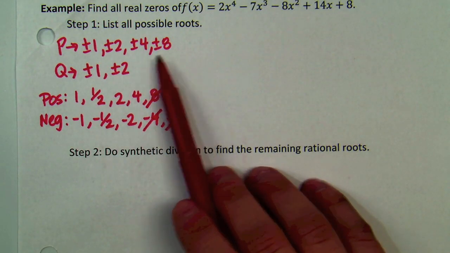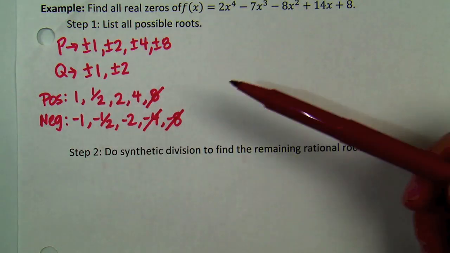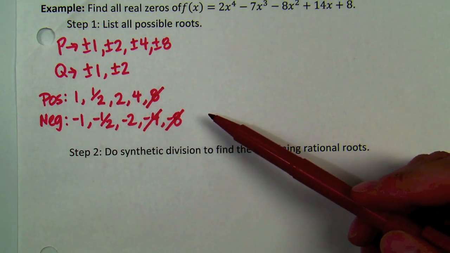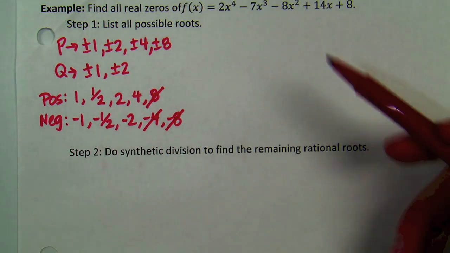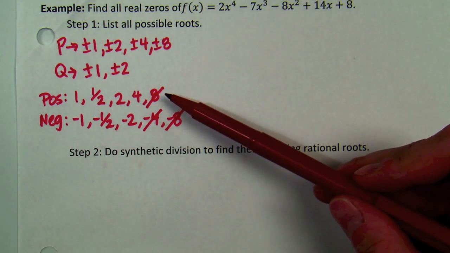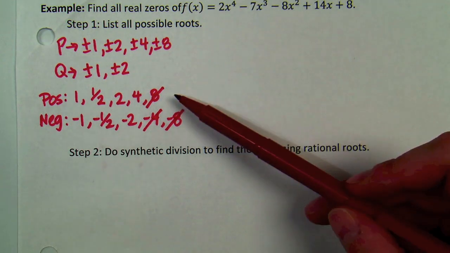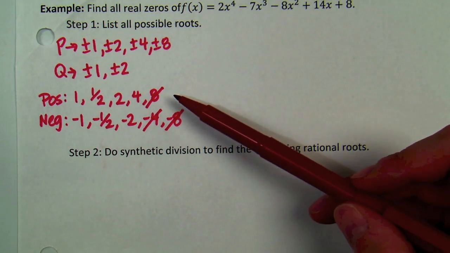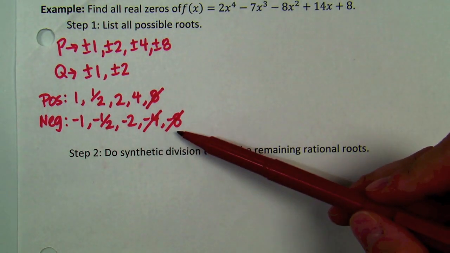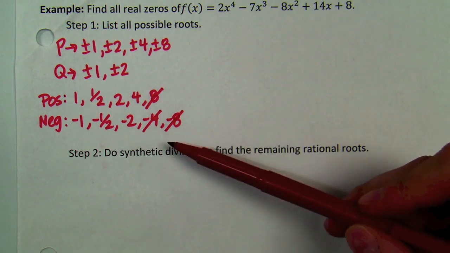So, next example. We're going to find all real zeros of that function f of x. If we find our p's and our q's, which come from our constant and our leading coefficient, then we've got 1, 2, 4, and 8 for our p's, positive and negative, and 1 and 2, positive and negative for our q's. If we combine those p over q's, then we've got 1, 1/2, 2, 4, and 8.